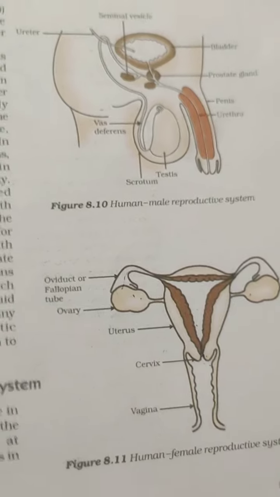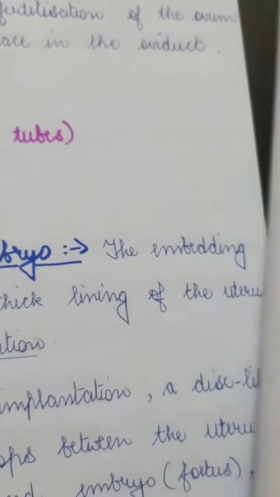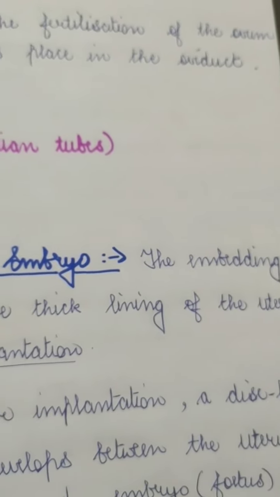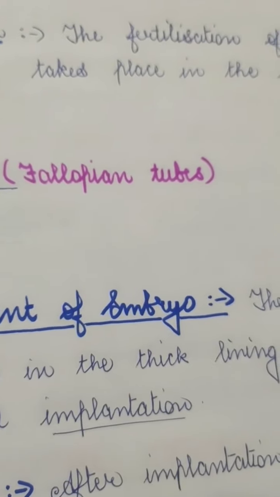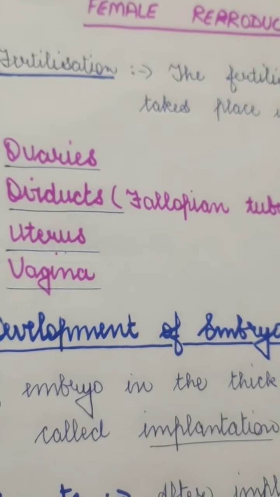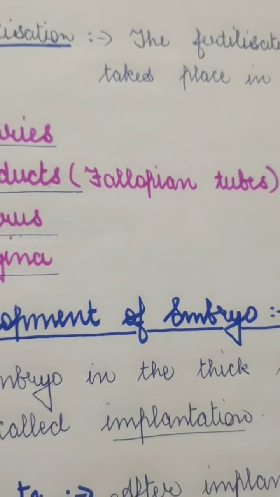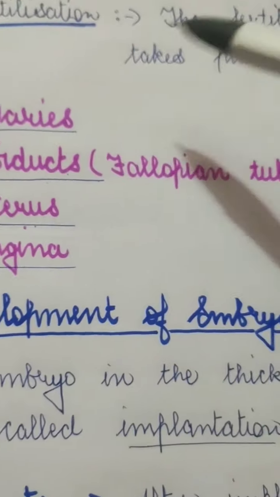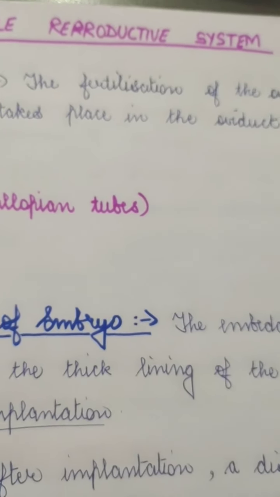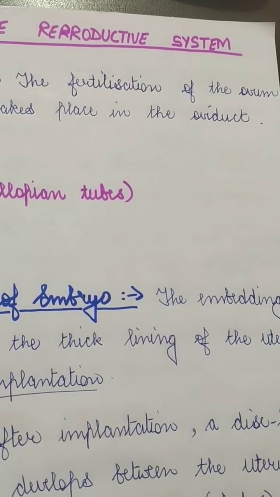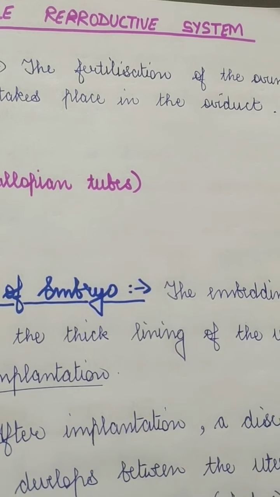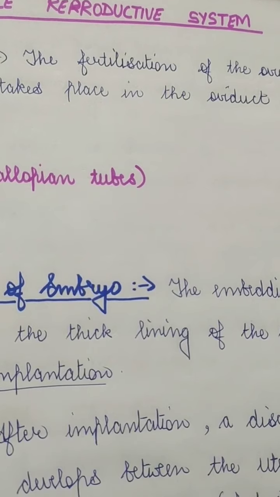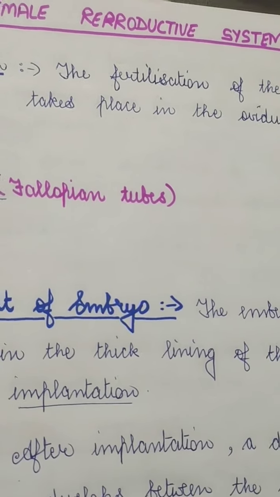Now, after the eggs get fertilized, the male cells enter the vagina and they get fertilized in the oviduct. So there is a term called fertilization. Fertilization is the fusion of the ovum with the sperm, or the male gamete, and it takes place in the fallopian tube. So I would like to show a diagram.